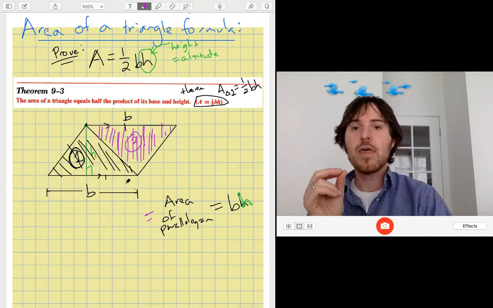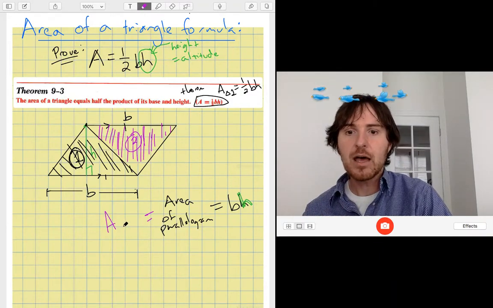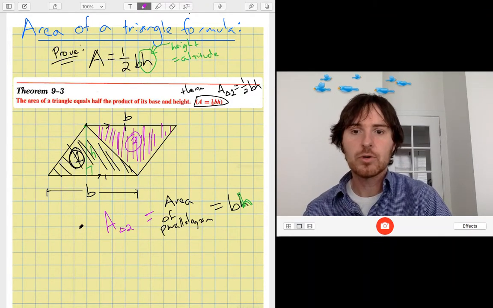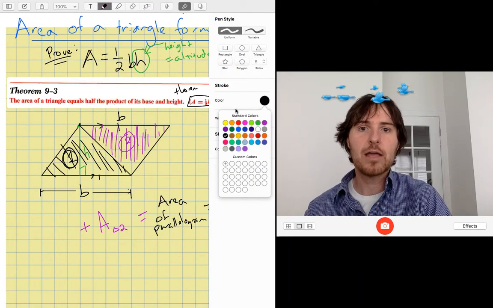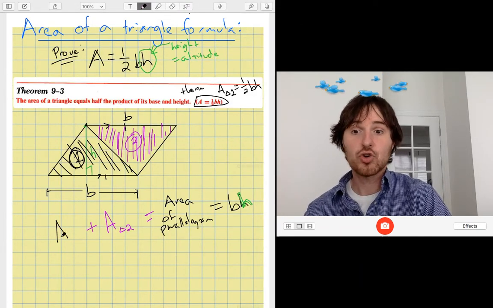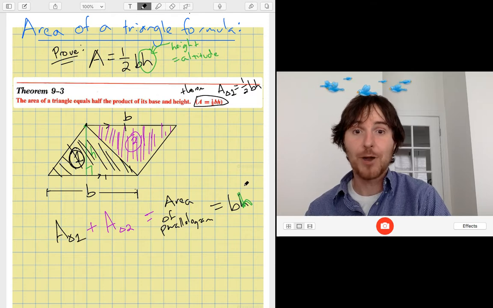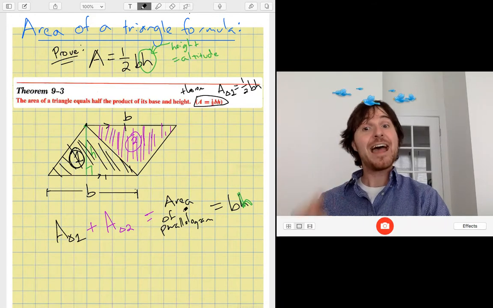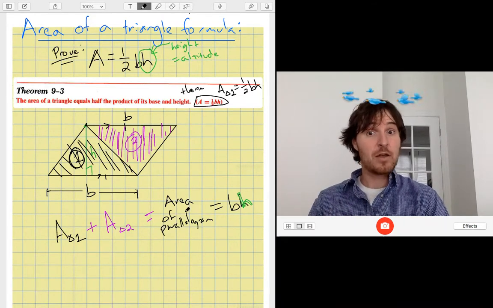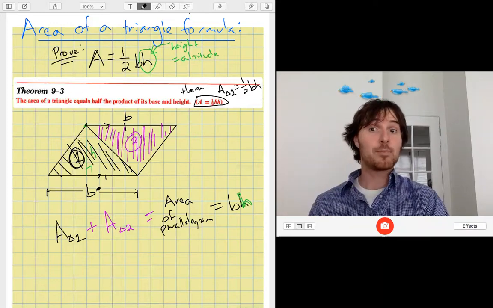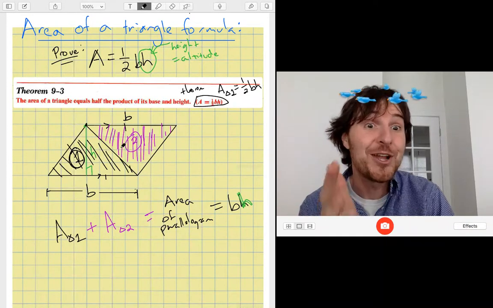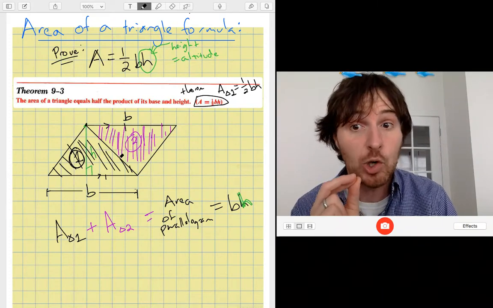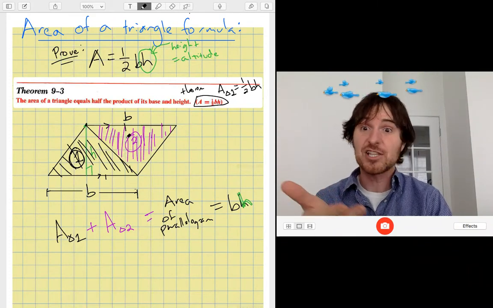But we also know that we have here the area of triangle 2 plus the area of triangle 1, which is the triangle we're trying to prove is equal to 1/2 base times height. That is another way we can get the area of the parallelogram: area as a product of base times height, but area as a sum of the two congruent triangles. Because they are congruent. They are totally congruent.